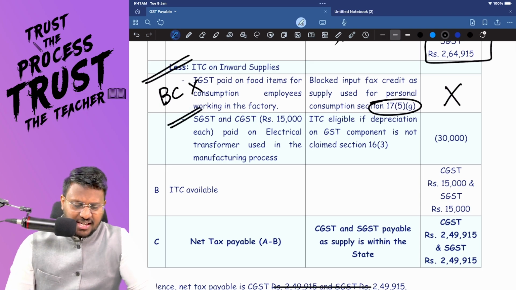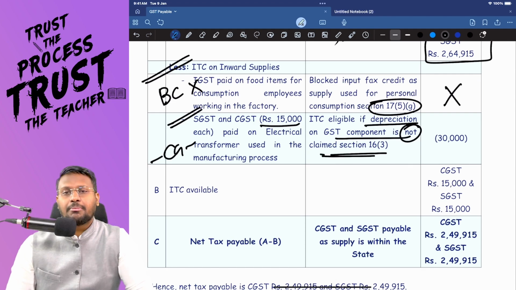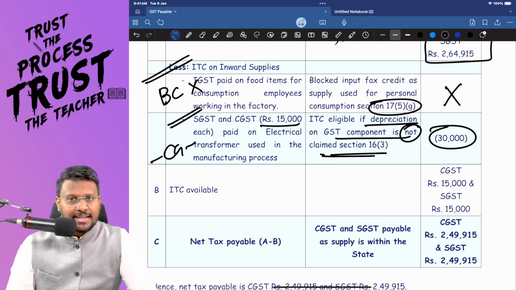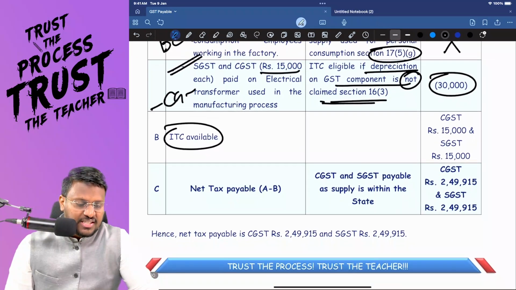Then SGST and CGST, how much each? Paid on an electrical transformer used in the manufacturing process. This is capital goods. We are entitled to claim ITC on what goods? Capital goods. So ITC is eligible if depreciation on the GST component is not claimed, as per Section 16 subsection 3. So 30,000 is the ITC available. CGST credit of 15,000 is there and SGST credit of 15,000 is there. So I am going to knock off that ITC available, CGST 15,000 and SGST 15,000.